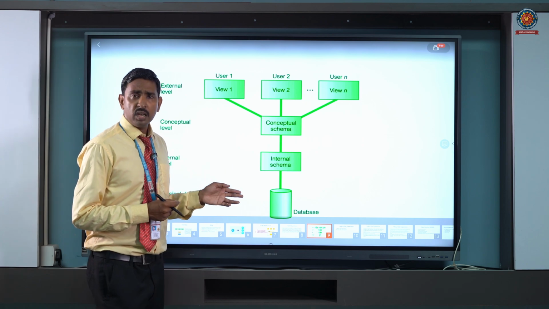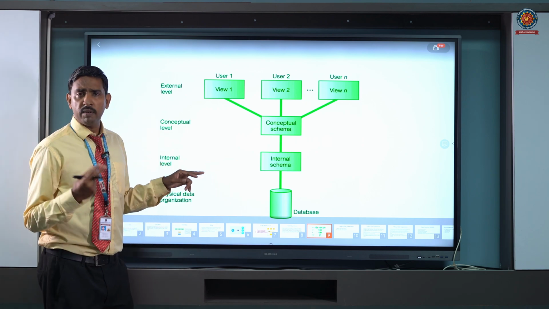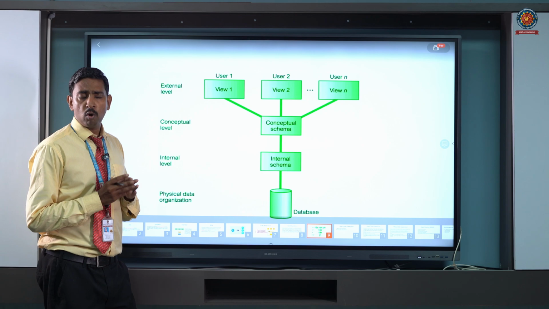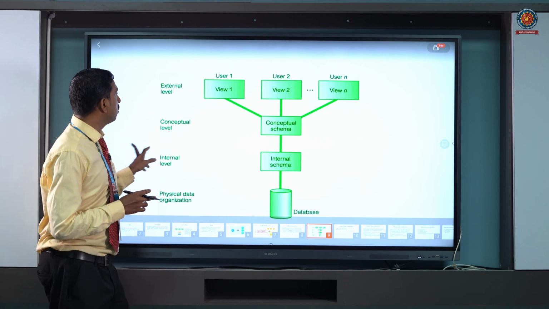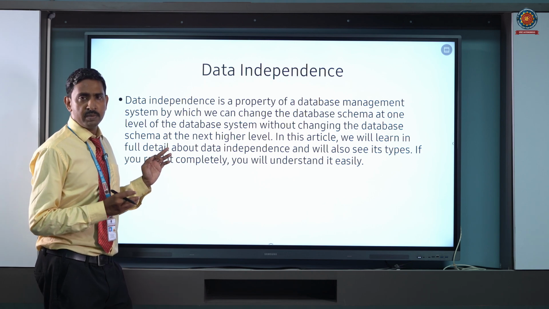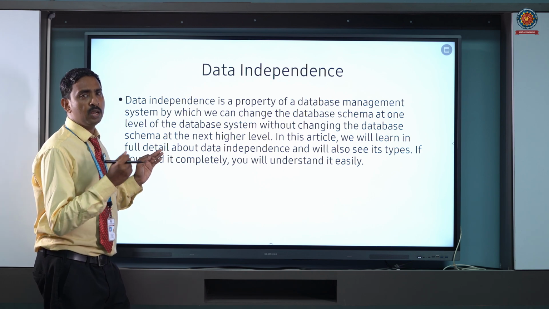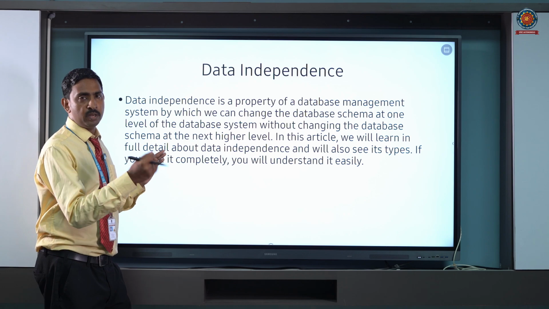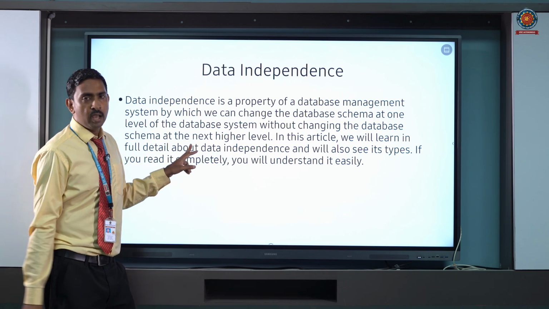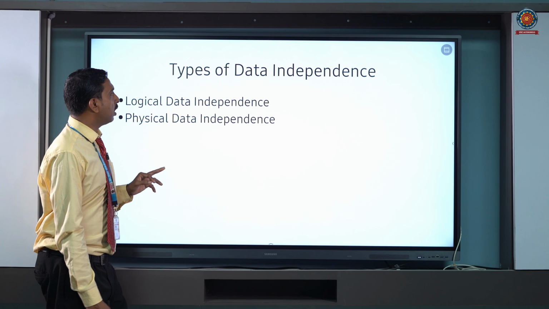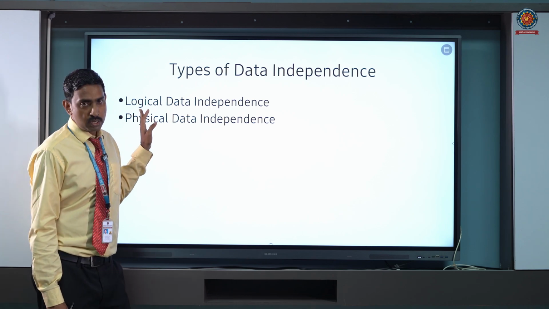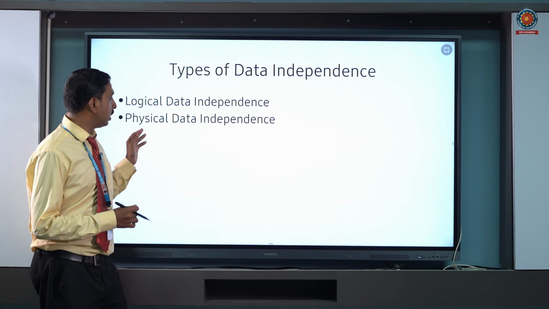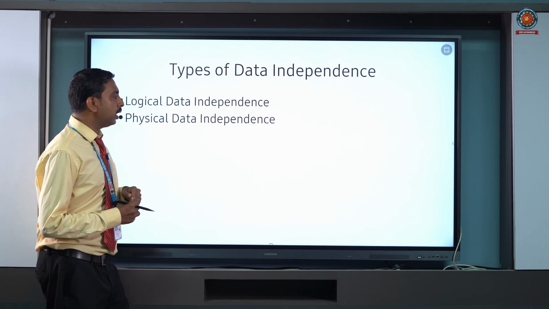So here the schema has two levels. Now I hope everyone understands data independence. What is meant by data independence? Data independence means that if any change happens in one schema without affecting another schema, it is called data independence. Next, these are the types of data independence. The first one is logical data independence. The next one is physical data independence.